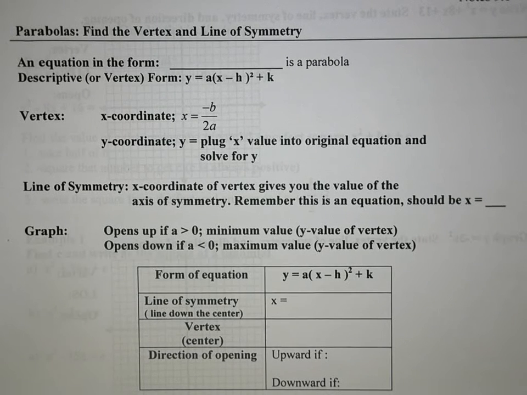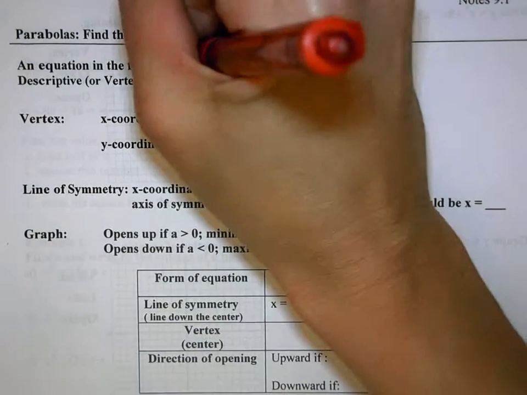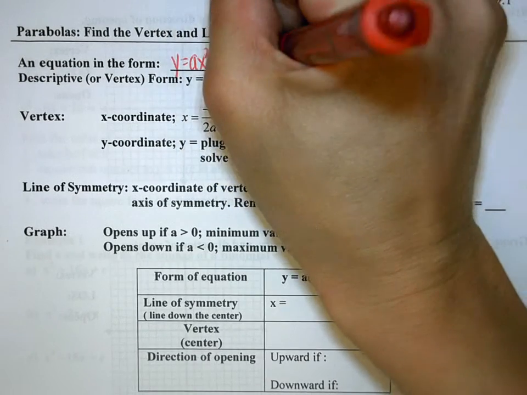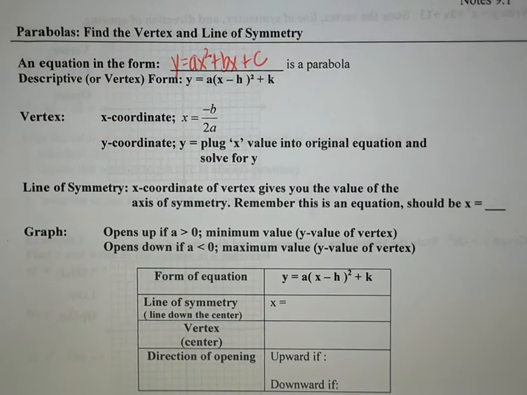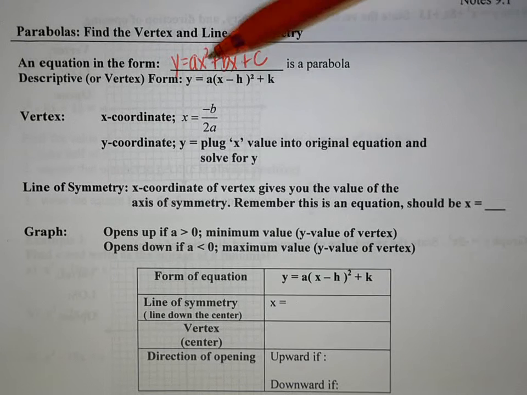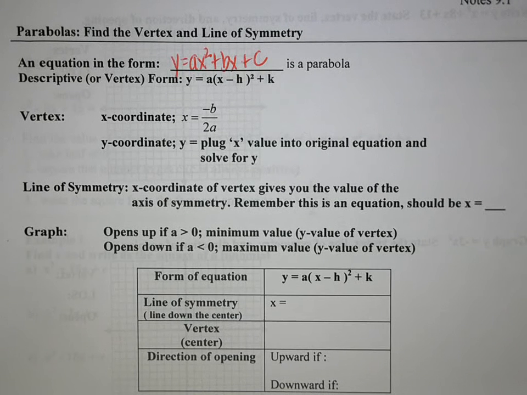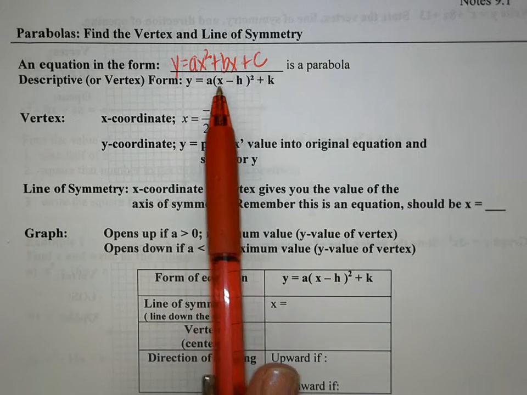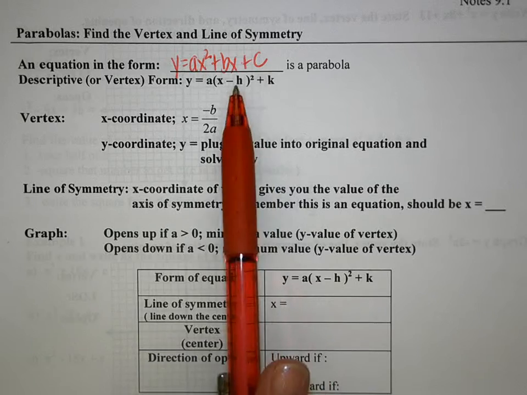All right, so 9.1, we're talking about parabolas and finding the vertex and line of symmetry, which we have already done. So this should not be super difficult, okay? An equation in the form y equals ax squared plus bx plus c is a parabola. Basically, when you have an x squared term, it's a parabola, okay? Now, descriptive or vertex form is when you have it in the form y equals a times (x minus h) squared plus k.